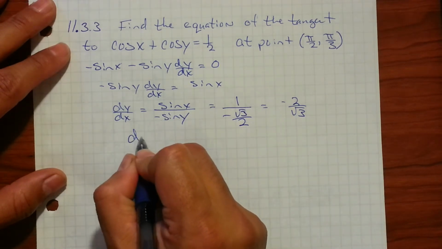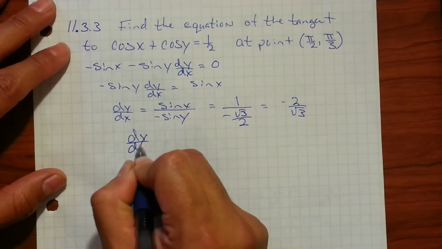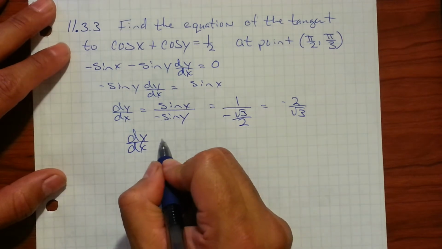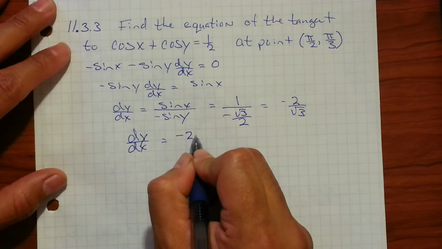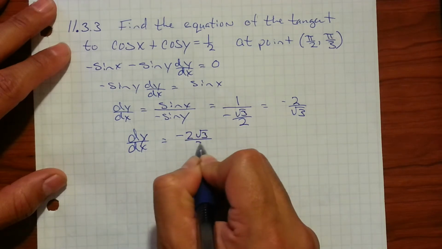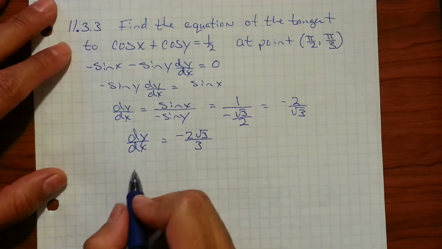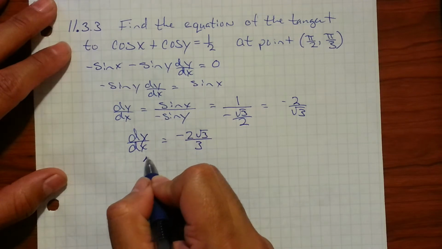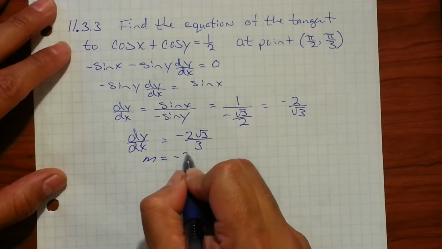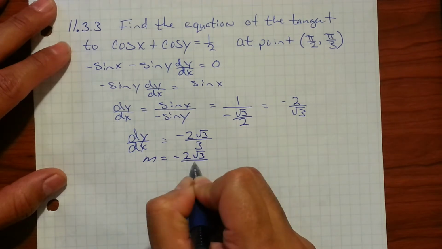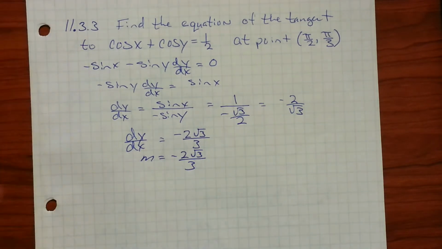So the only thing that's left is actually to rationalize. So dy/dx comes out to be, if I were to rationalize that, I'd come up with negative 2 radical 3 over 3, also referred to as my slope, so m is negative 2 radical 3 over 3. So now I got the slope part of this right here.